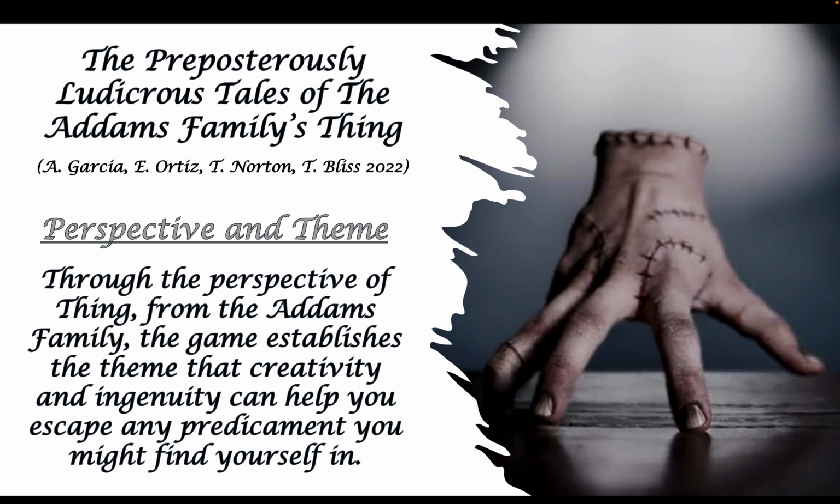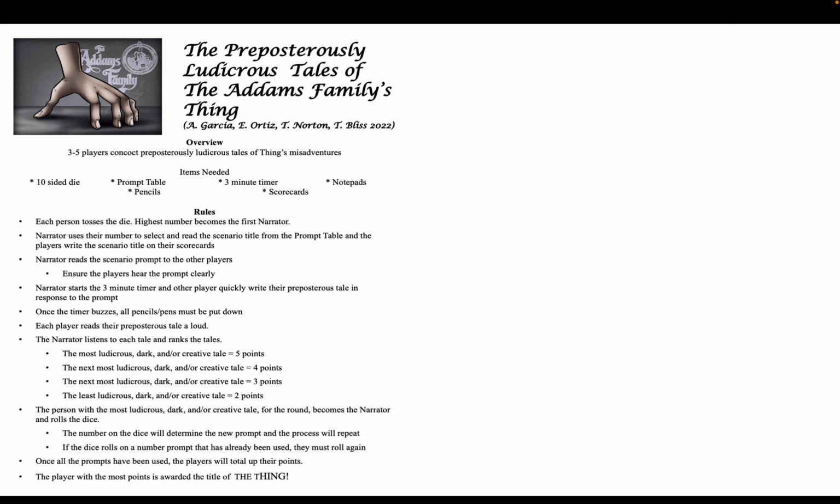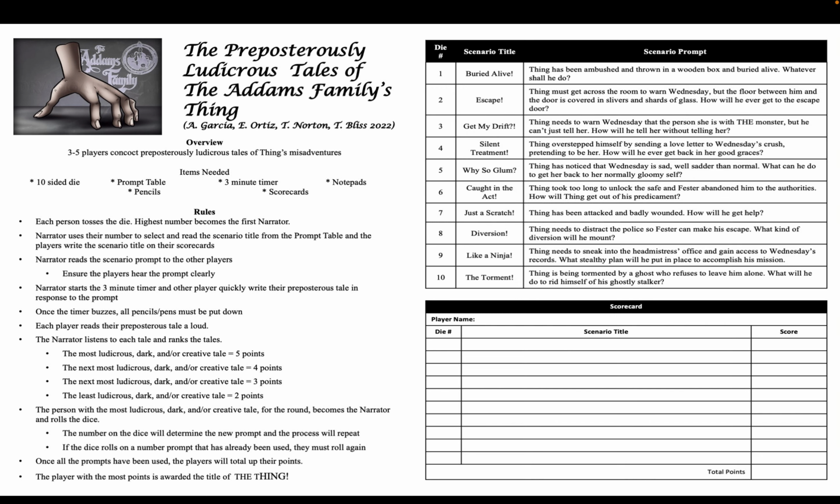So the way that we're going to do that is we're going to play a game that has 3 to 5 players who concoct preposterously ludicrous tales of Thing's misadventures. The items needed are a 10-sided die, the prompt table, a 3-minute timer, which you can use your cell phone for, notepads, pencils, and scorecards. So the prompt table and scorecard look like this.